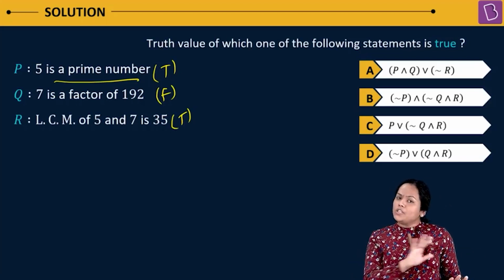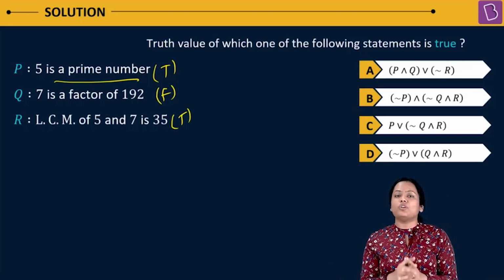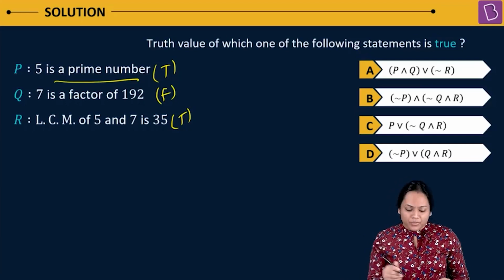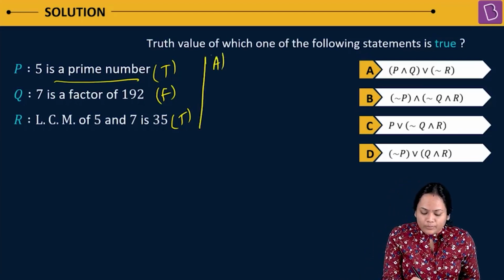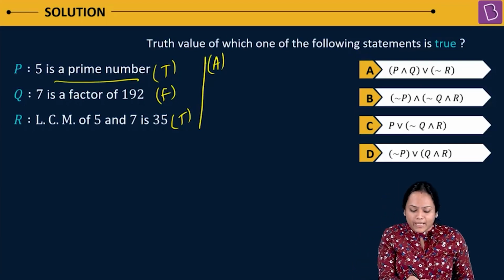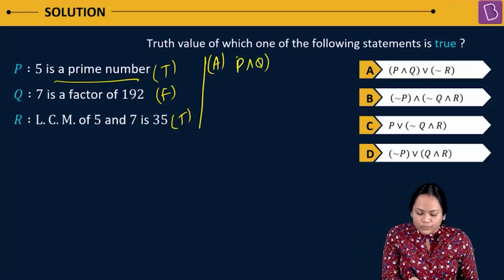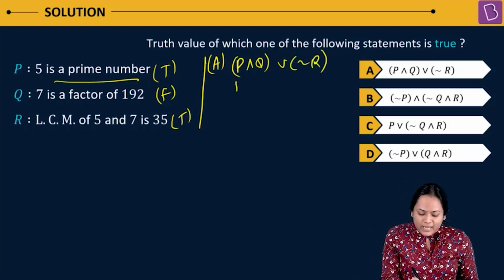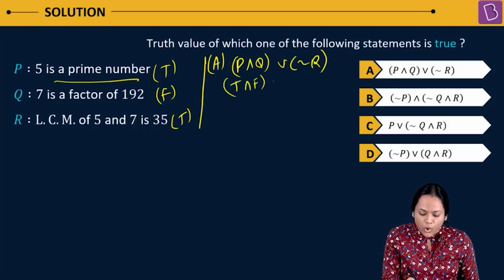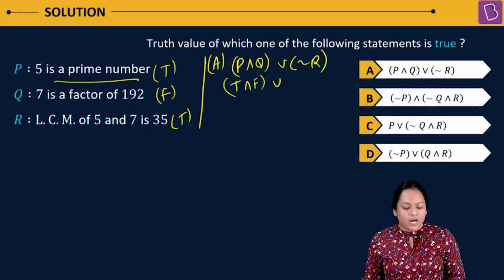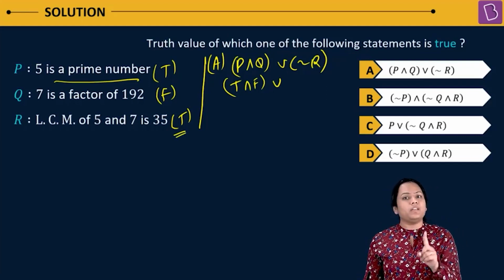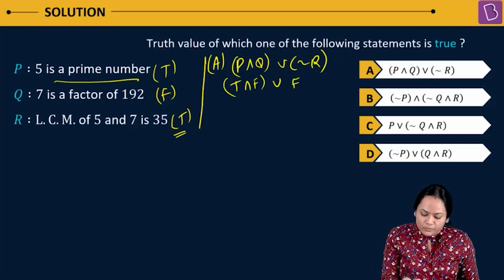Now I'll just go by the options and check which of the following is going to give me truth value as true. Clear? Okay. So let's quickly start with my first option, which is A. I have P and Q or negation R, right? Okay, so P and Q, that means I have T and F, or now negation of R is true. So definitely negation of true is going to be false. So this is going to be false.